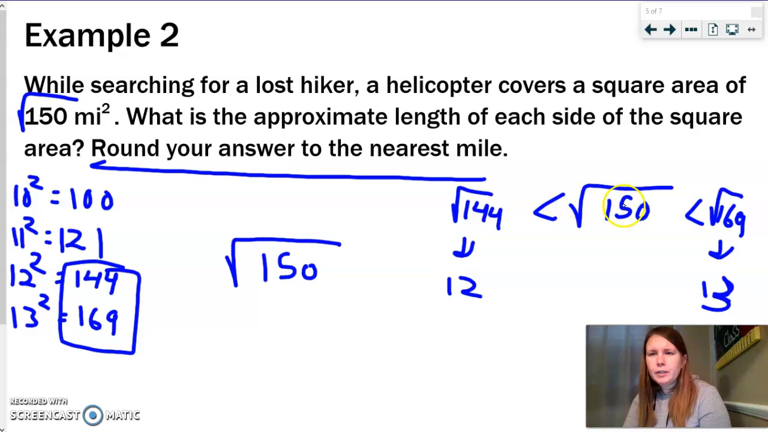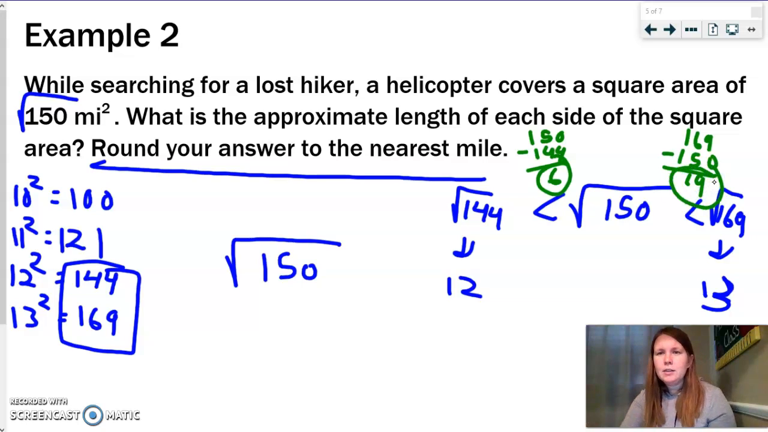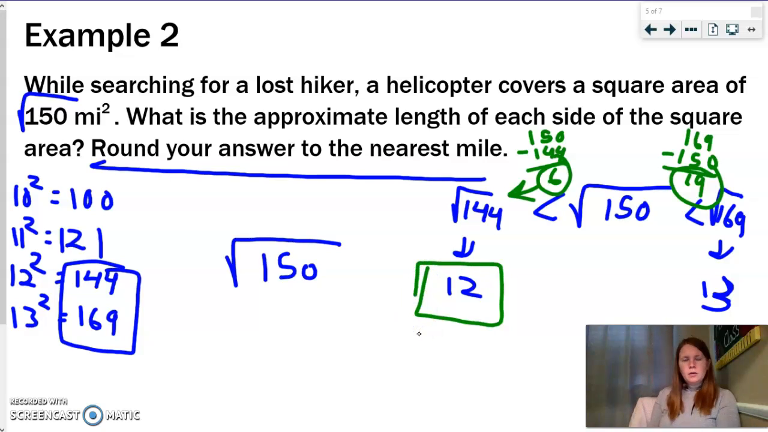So if I wanted to find the difference between 150 and 144, remember that means subtraction. And there is a difference of 6 between these two values. But over here, if I take the largest, 169, find the difference, subtracting, I end up getting a difference of 19. So I want the one with the smaller difference, which is this one over here, which means that I would pick my solution to be 12. Round your answer to the nearest mile. So 12 miles would be my answer.